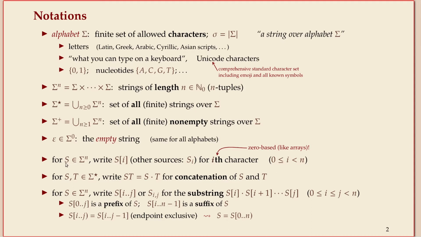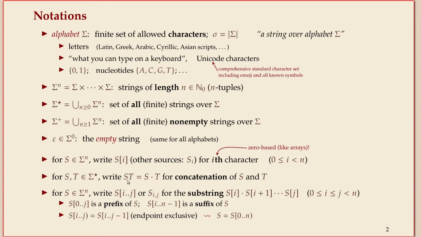If we are given a string s of length n, then we just write accesses to these characters as if it was an array of characters. So we write s[i], s of i, for the ith character. And again, I try to be consistent and make it 0-based for all of this class. So we start with the 0th character and we end with the (n-1)th. Some other texts or books use s subscript i, but I tend to find this closer to code and it's just as readable. So we will just stick to that.